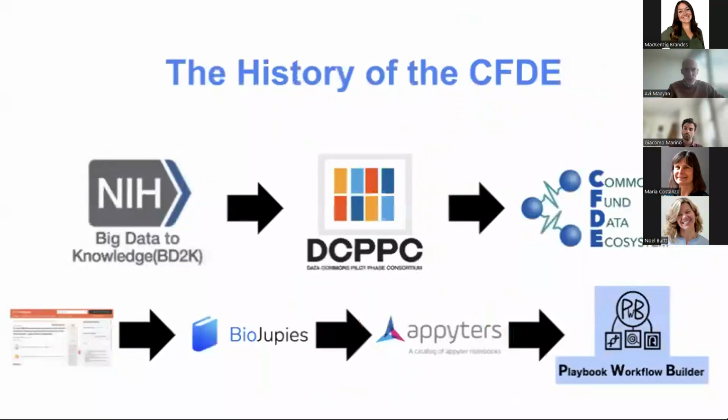So now I'm going to switch gears a little bit, and I'm going to talk about the CFDE. The history of CFDE, like I mentioned before, started with BD2K, and then there was this program called the Data Commons Pilot Phase Consortium, the CPPC, and then the CFDE came after that. Throughout that time, we were thinking a lot about finding solutions to data management, data analysis, and how to do those bioinformatics analyses in a better way.